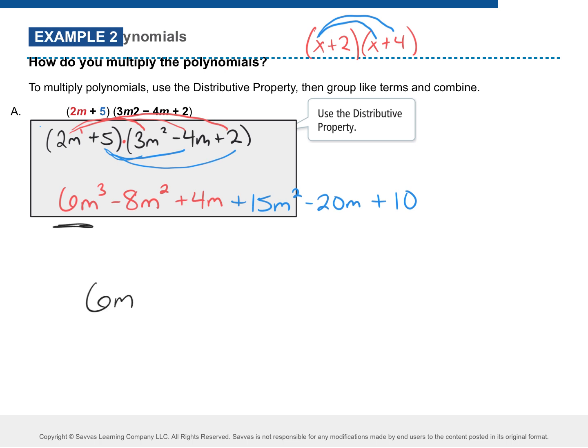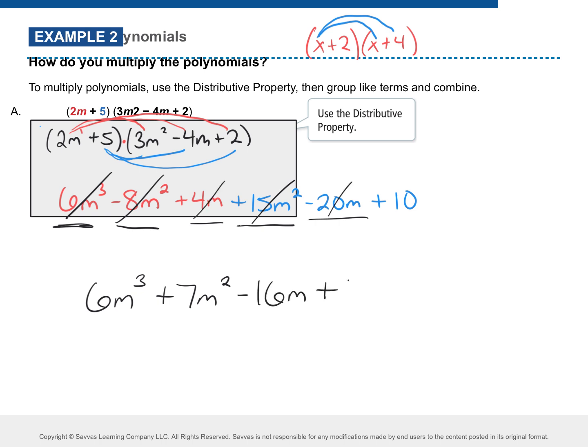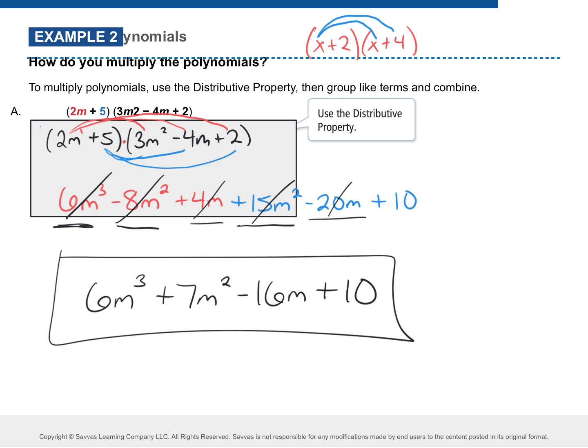So I just write it. Once you use it, cross it out. What's next? Negative 8m squared. Keep going. Plus 15m squared. What's negative 8 plus 15? 7. 7m squared. Cross it out once you've used it. So now I have 4m minus 20m, negative 16m. What do I do with that plus 10? Just attach it on the end. Done.